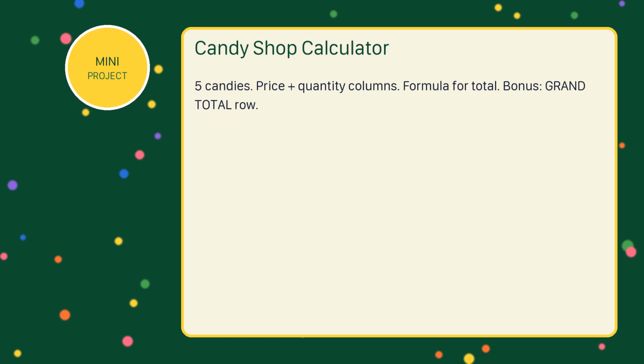Mini project. Build a candy shop calculator. 5 candies, each with a price and a quantity. Use a formula to calculate the total cost. Bonus, add a grand total row.